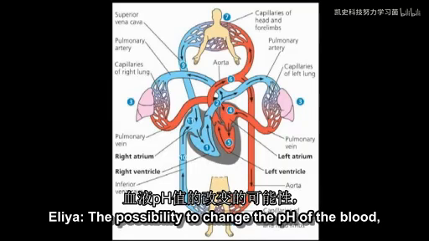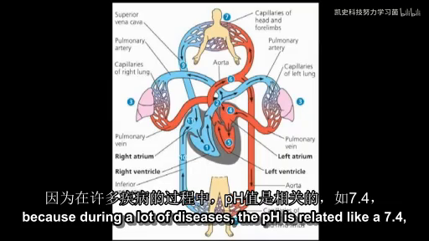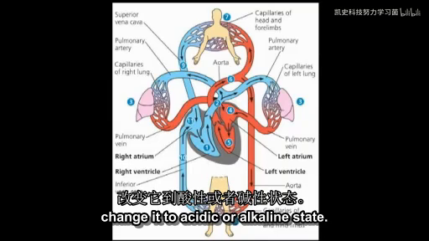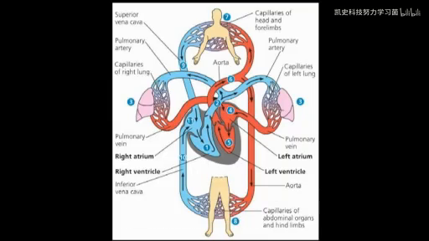Is there a possibility to change the pH of the blood? Because in a lot of diseases the pH of the blood, which is normally around 7.4, changes to an acidic or alkaline state. Is there some possibility with technology to change it?